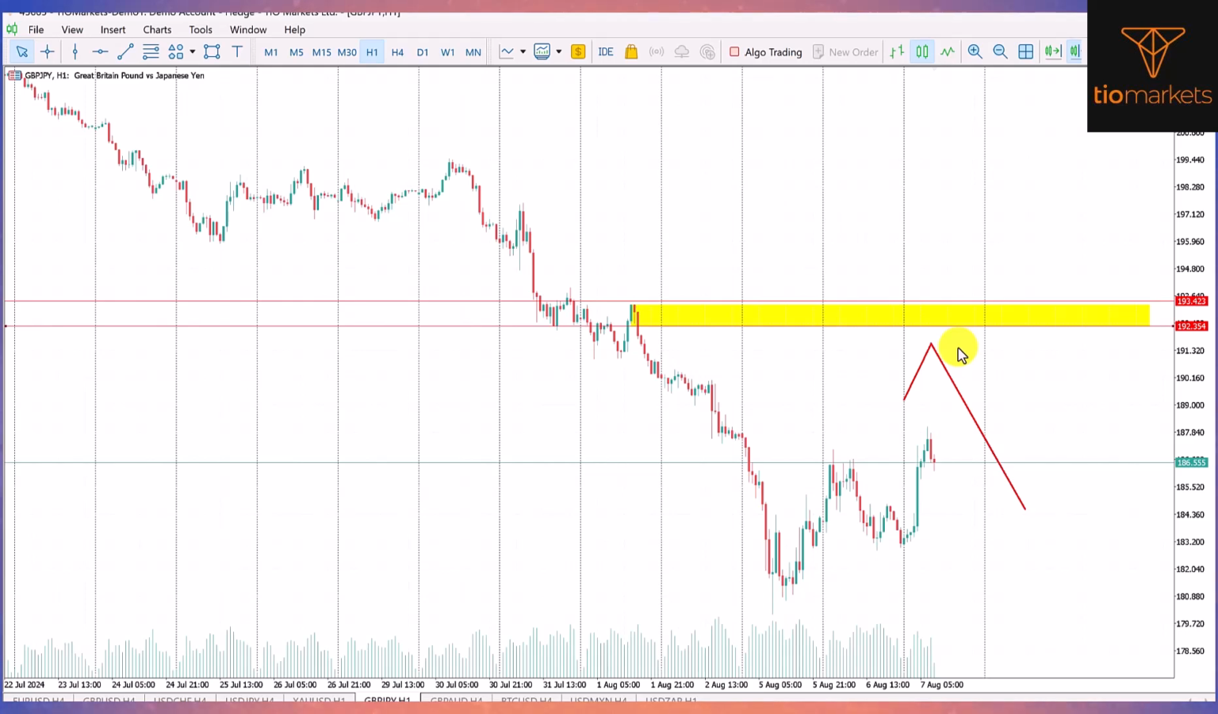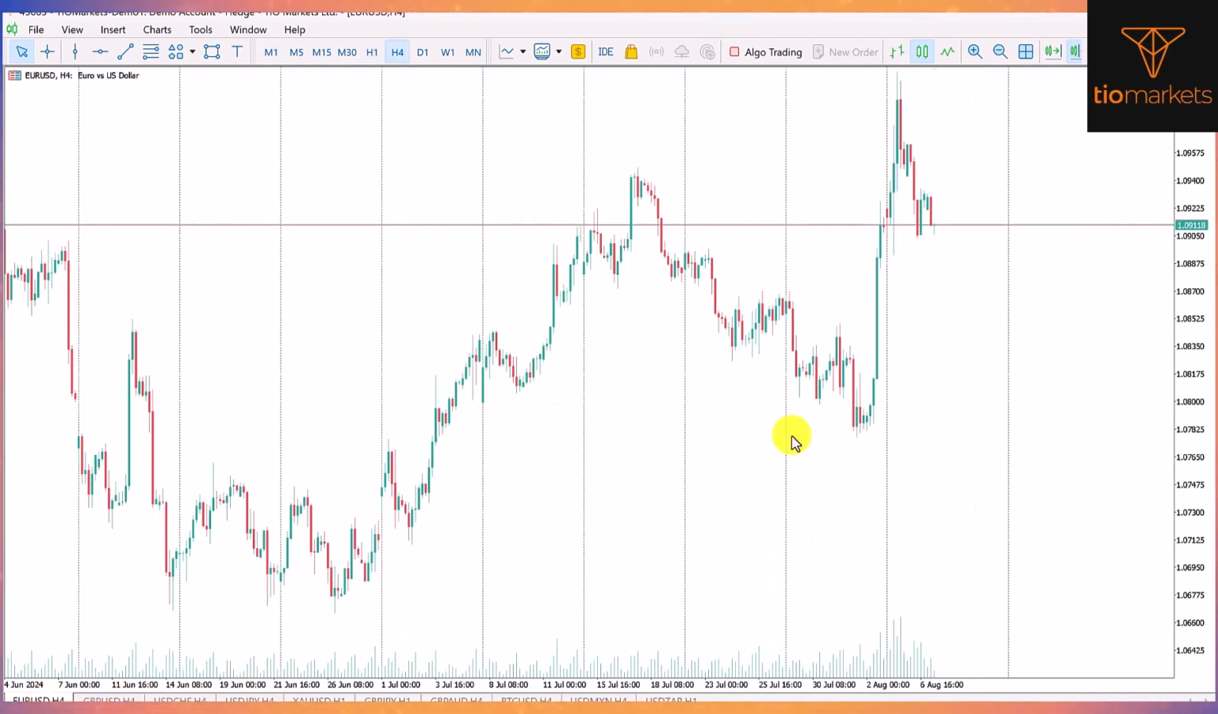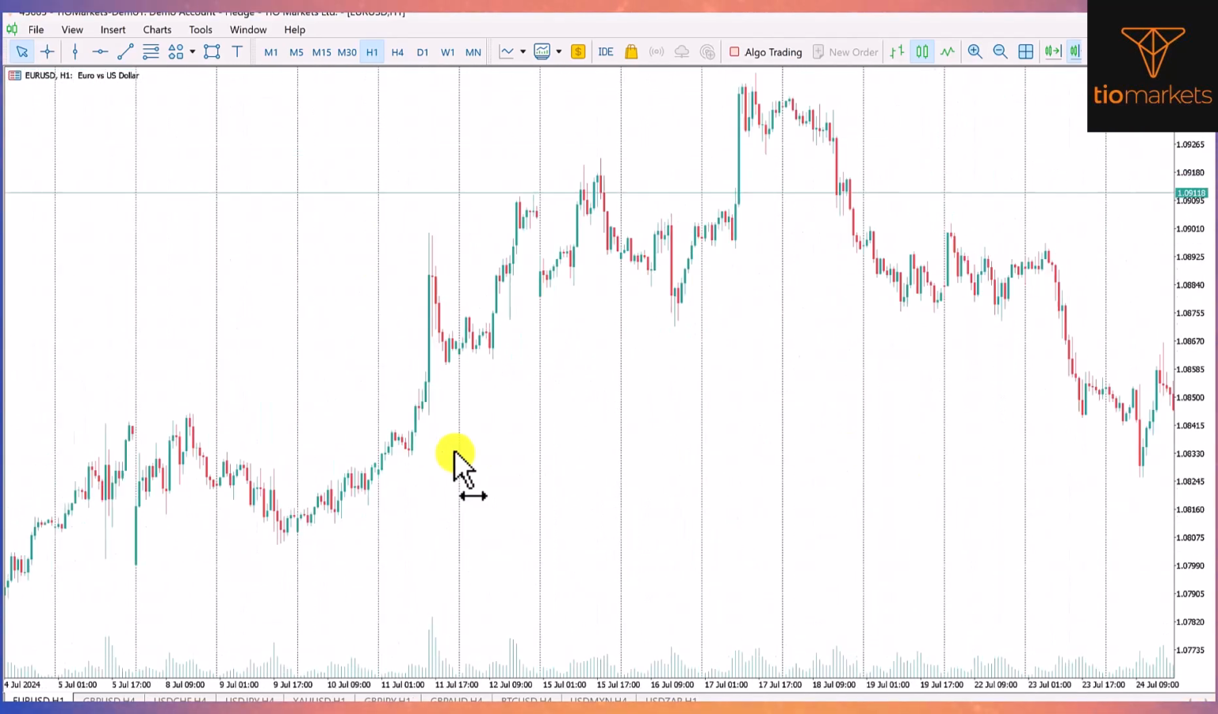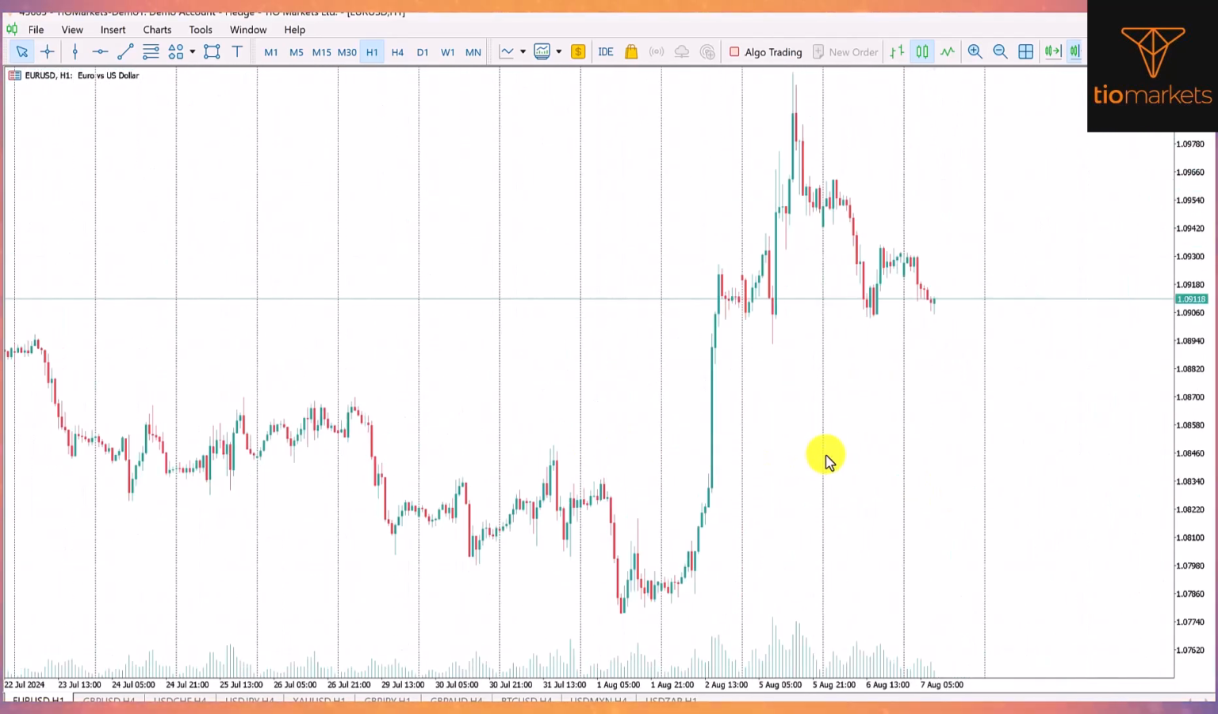So if you don't want that, you have to wait for price to actually come to the yellow zone and you actually press buy or sell at this particular zone and set your stop loss and set your take profit. But that is something that you would need to be on your chart at the right time, at the right moment, because you are going to miss a lot of trades using that particular strategy, right?